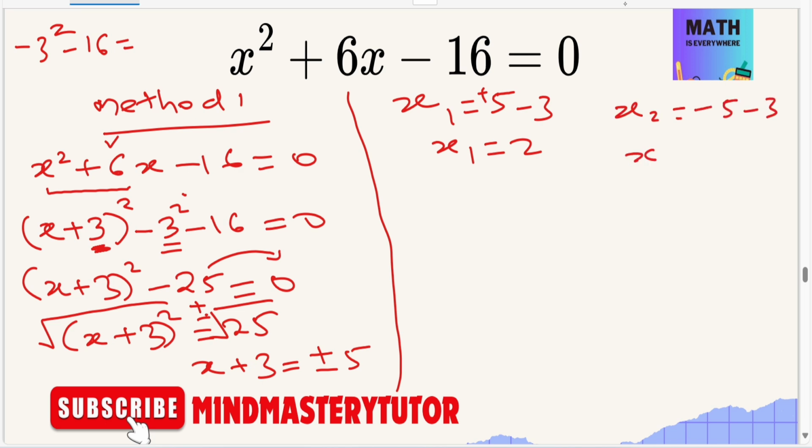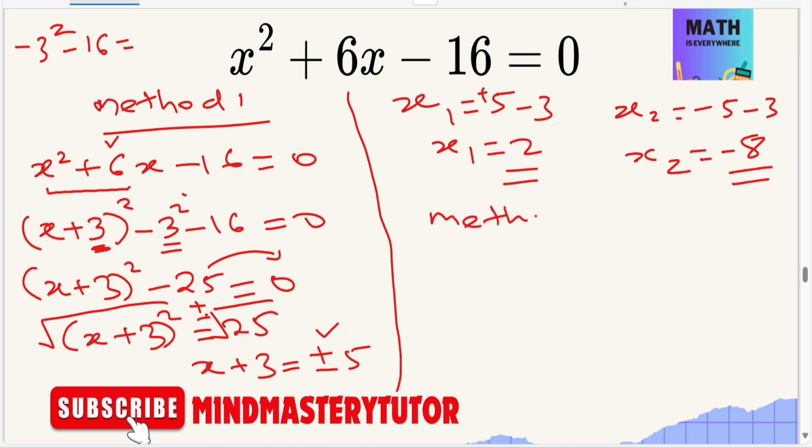Remember, many people make this mistake: they change the sign of 3. The sign of 3 stays the same, it doesn't change. The only thing whose sign changes is that 5. It's either that 5 is positive or you start with negative. So -5 minus 3 is -8. So that's how you solve it in the first method.